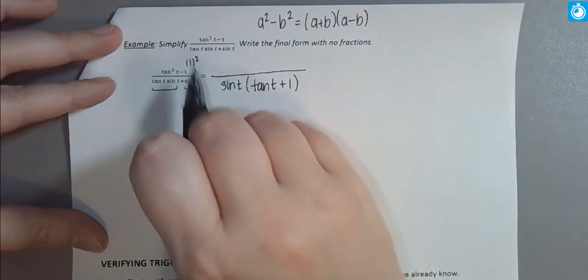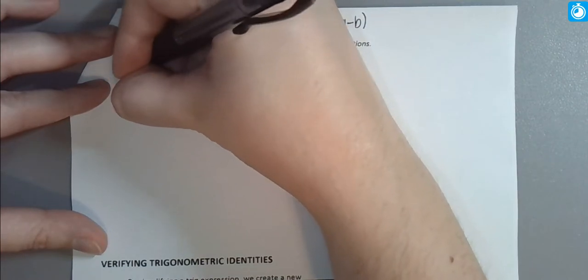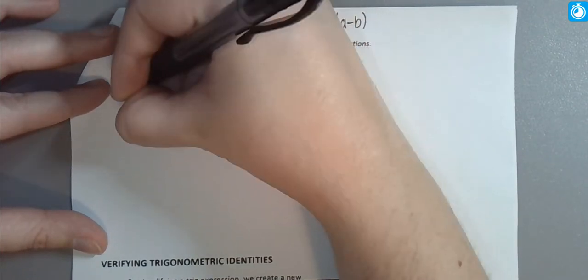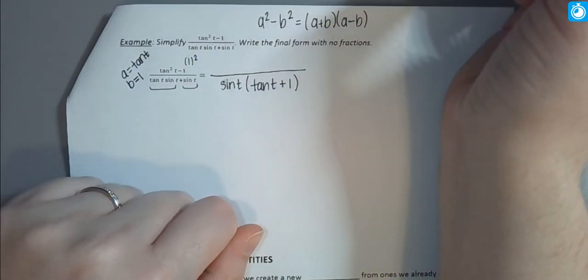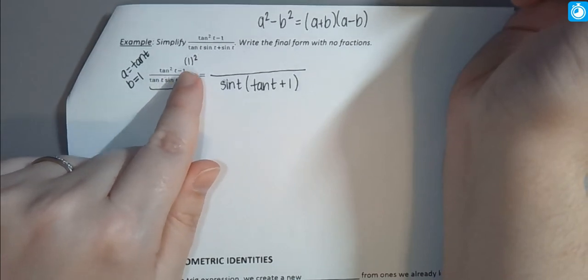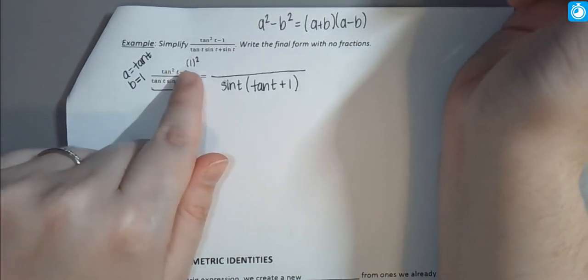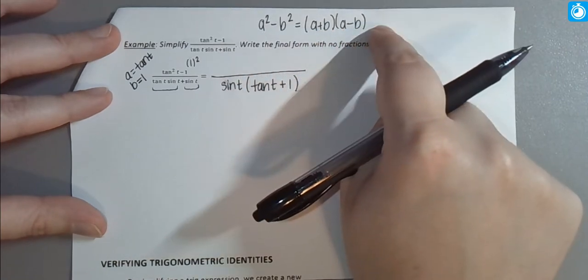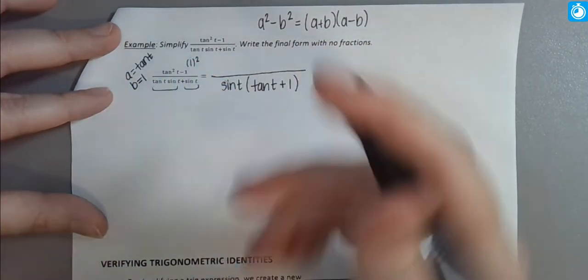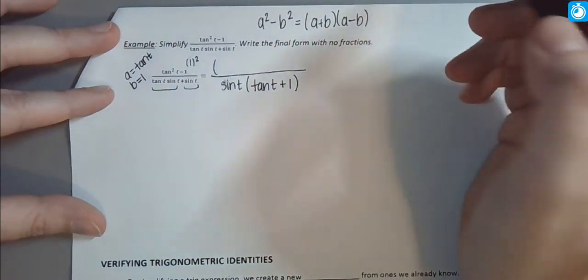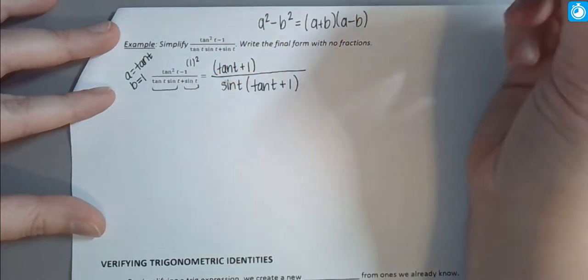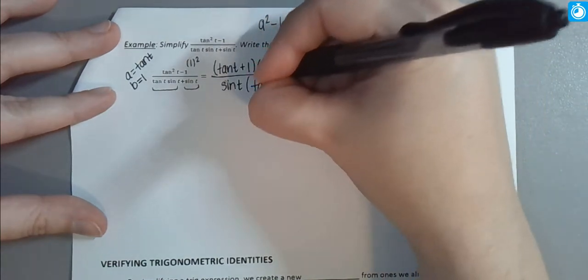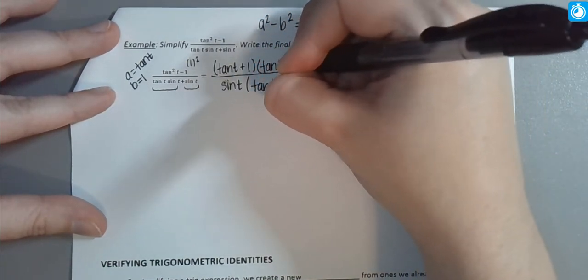So in this case, with our numerator, our a is equal to the tangent of t, and our b is equal to 1, because 1 is the same thing as 1 squared. So we have a perfect square minus another perfect square, which means the numerator factors based on this formula. So let's factor it since it is a difference of squares. It's going to factor as a plus b, so tangent of t plus 1, times a minus b, so tangent of t minus 1.